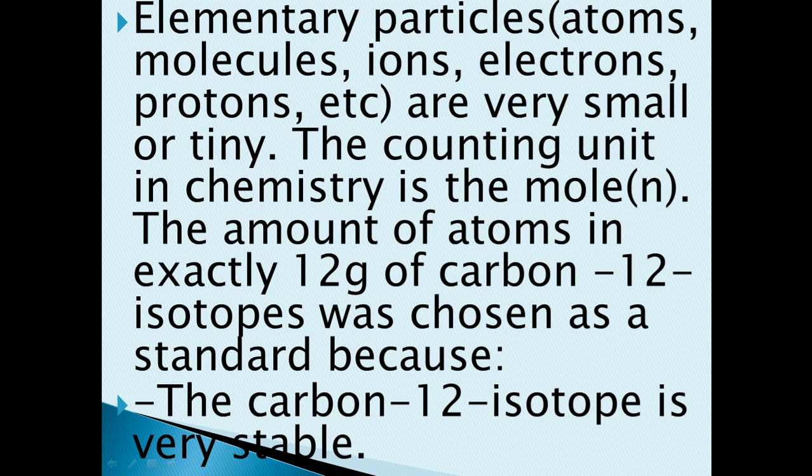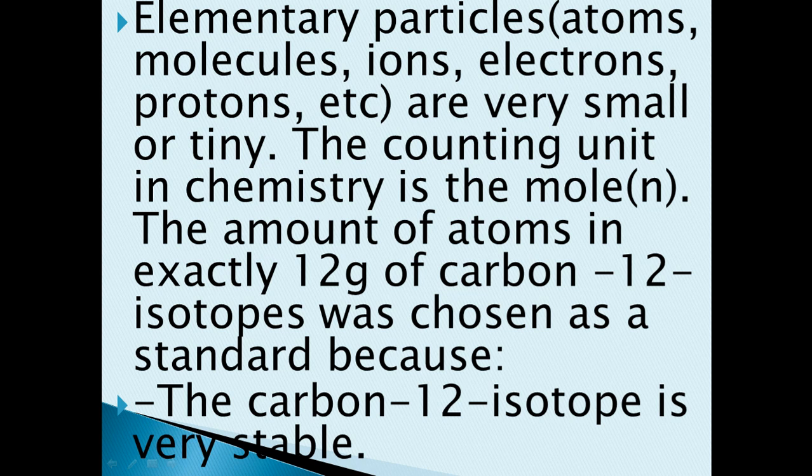Elementary particles, atoms, molecules, ions, protons, neutrons are very small or tiny. The counting unit in chemistry that we are going to use is called a mole. Just like we can count mangoes, pens, biscuits, we cannot count elementary particles. So we use a unit of measurement in chemistry. Unlike a dozen in mathematics, we use a mole to count the number of particles.